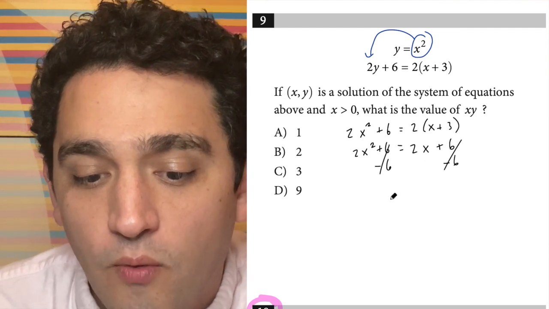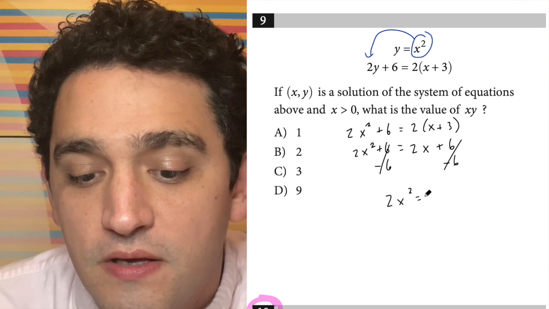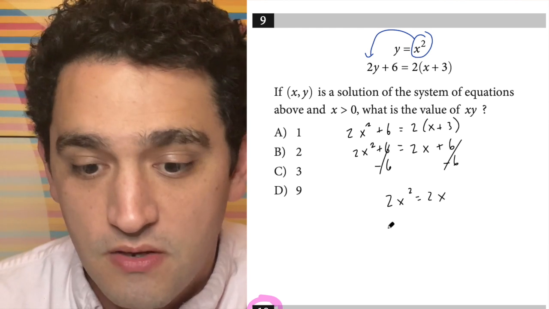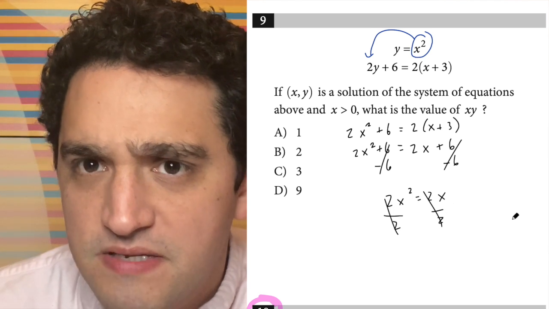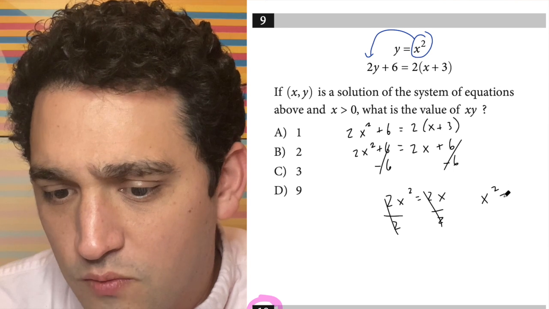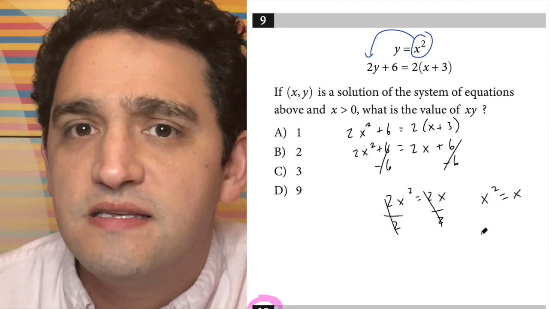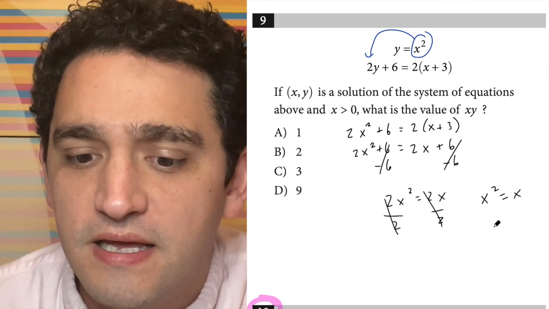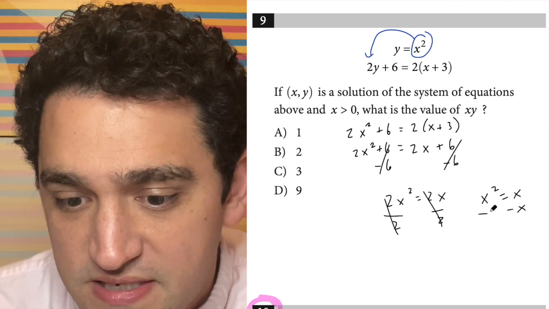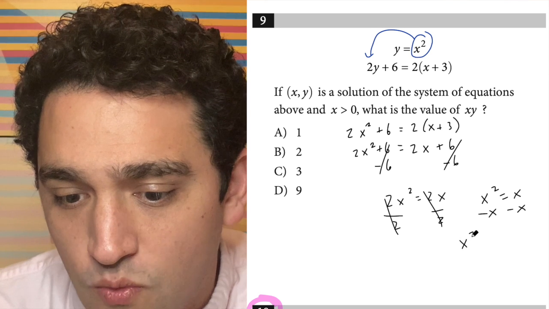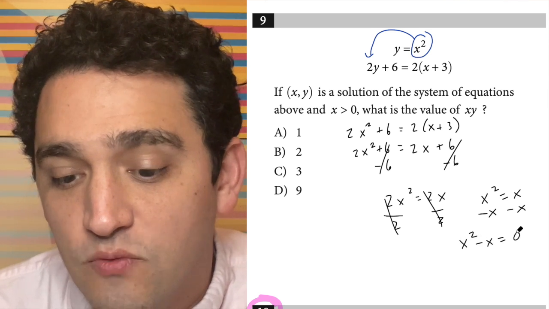That cancels out. We're left with 2x squared equals 2x. We can divide both sides by 2. And we're left with something very simple. X squared equals x. Since this is a quadratic function, the best thing is to make it equal 0. Move that x over to this side by subtracting it. We have x squared minus x equals 0.